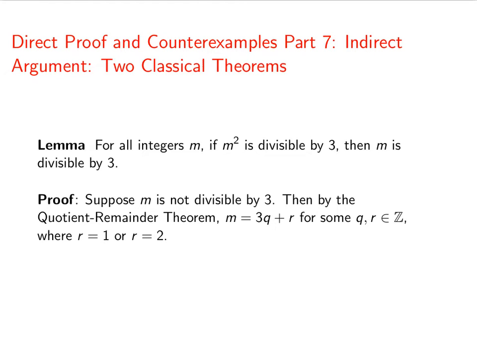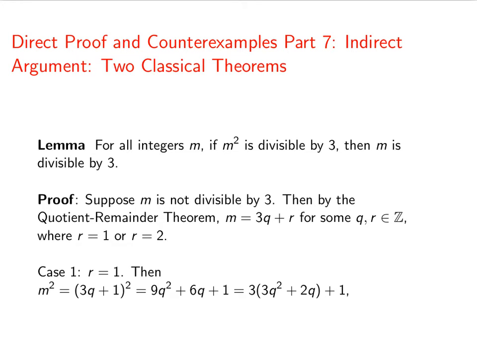So knowing that m is not divisible by 3 tells us from the quotient remainder theorem that m can be written as 3q plus r for some q and r in the integers. But ordinarily the remainder can be either 0, 1, or 2 since we're dividing by 3. But we're supposing that m is not divisible by 3, so the case where r equals 0 can't happen. That means there's only two possibilities here for r. r has to be either 1 or 2.